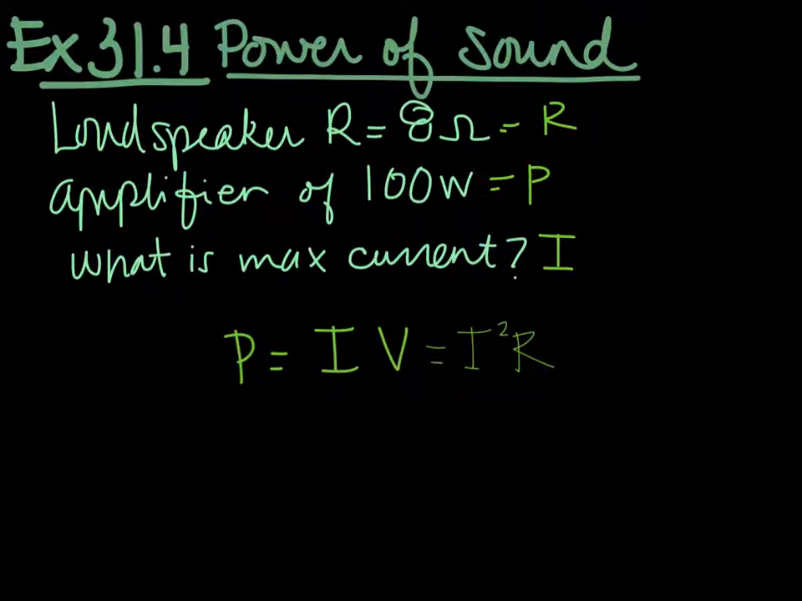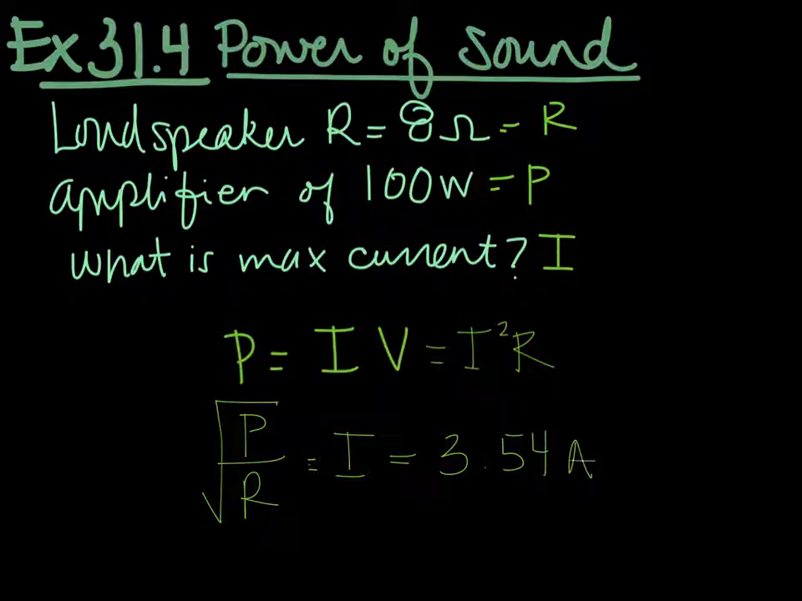Okay, so you should have taken the power and the resistance, and the square root of that is equal to I. And so we have 100 watts divided by 8, and the square root of that, you should have gotten a current of about 3.54 amps.